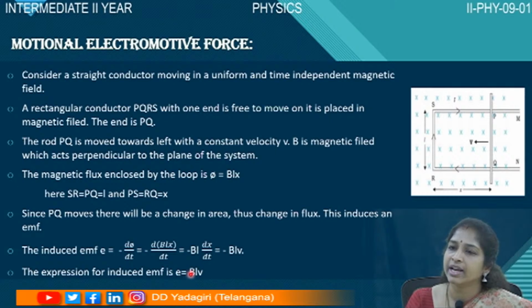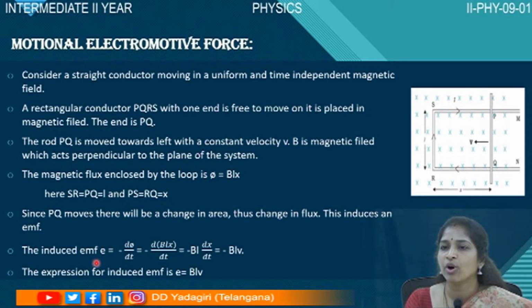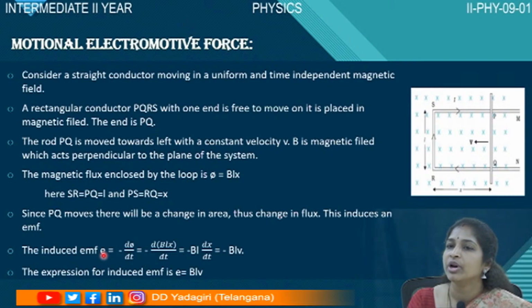Here I did not write the negative sign, because we know the negative sign indicates the direction of EMF. According to Lenz's law, the direction of EMF is such that it opposes the original cause that produces it. Here the EMF is developed due to the motion of this PQ, so this EMF will develop and oppose the motion of PQ. As the sign indicates only direction, the magnitude of EMF is BLV.